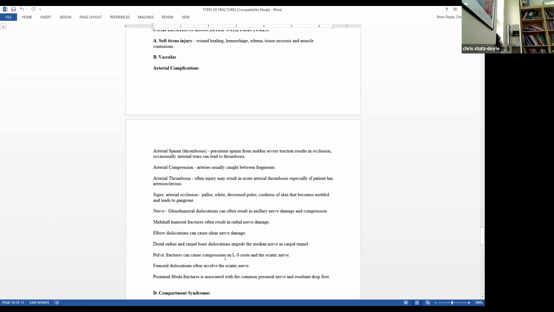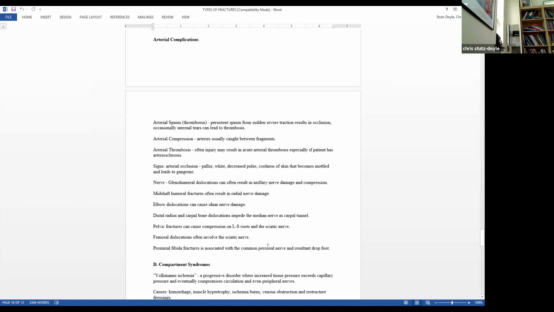Pelvic fractures can cause compression on the lumbosacral roots as well as the sciatic nerve. The sciatic nerve is the largest nerve in the body, splitting at the popliteal space into the tibial as well as the common peroneal. So the entire leg can be affected. And femoral dislocations involve the sciatic nerve also. Proximal fibular fractures are associated with the common peroneal nerve, and the common peroneal nerve, we know, splits into the deep and the superficial and can result in foot drop, which is really important during gait, right?